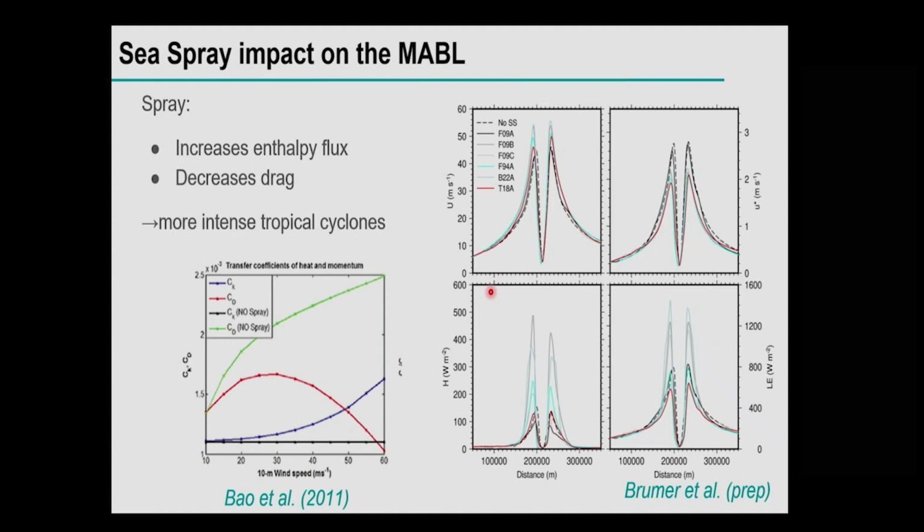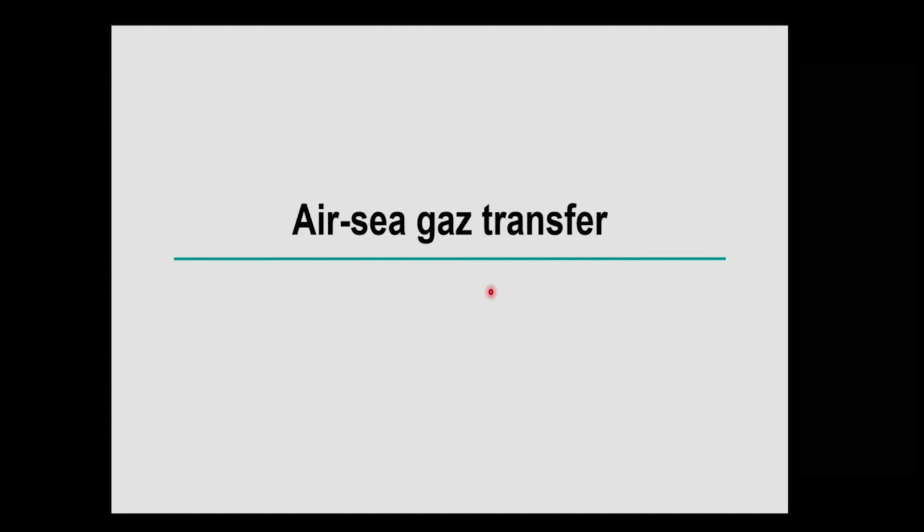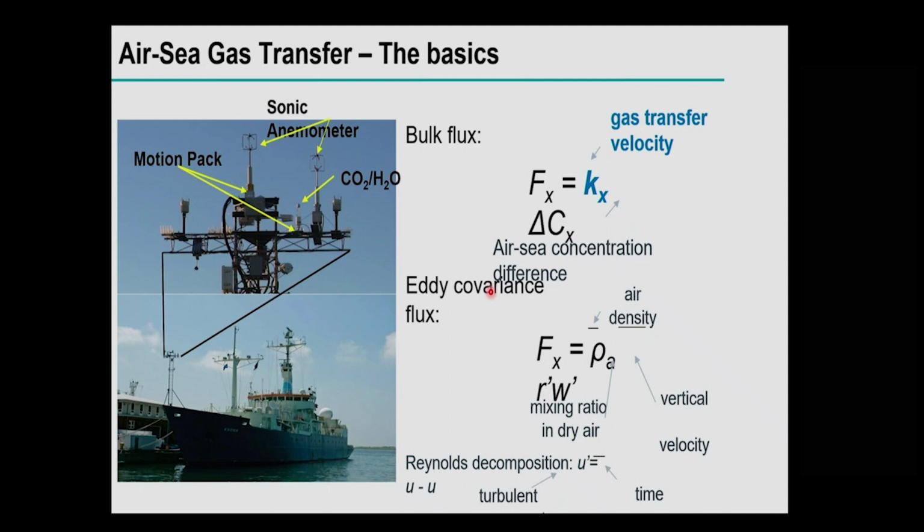All right, so that gives you an overview of why waves are important in the heat and momentum transfer. And now I'd like to switch to the air-sea gas transfer, which is much of the same problem, really. The flux of gases across the interface is usually expressed in terms of a gas transfer velocity and the difference in concentration between the atmosphere and the ocean. And we can also measure this through eddy covariance.